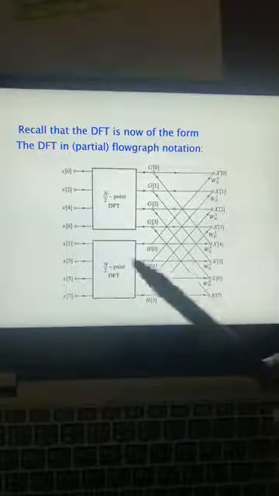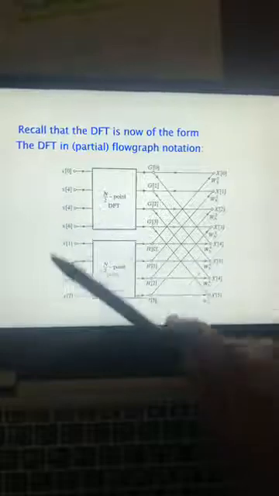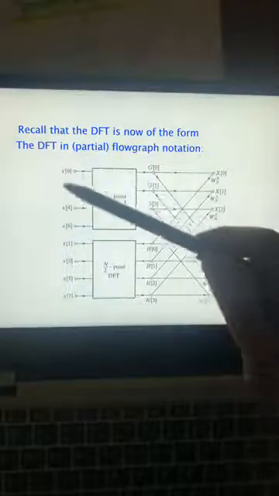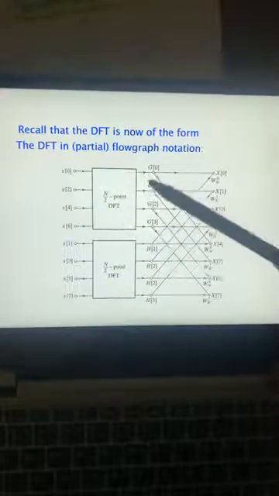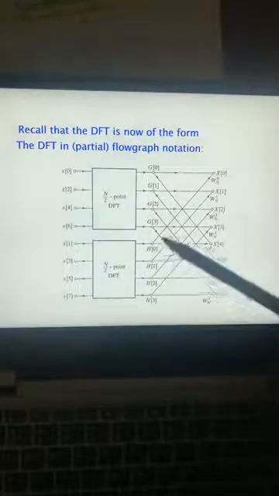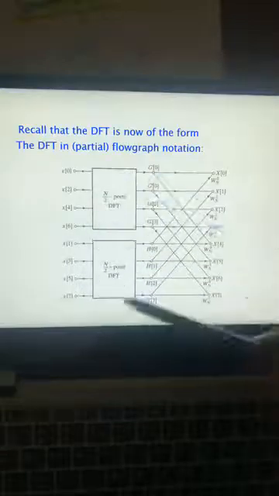So now we have seen this, your first sample here, the second sample here, and so on. So 0 1 2 3 4 5 6 7, very simple. So you have 0 2 4 6, these are the 4 points. You take the N/2 point DFT, you get G0 G1 G2 G3, and here X1 X3 X5 X7, and you get H0 H1 H2 H3. So you get this N/2 point, N/2 point.